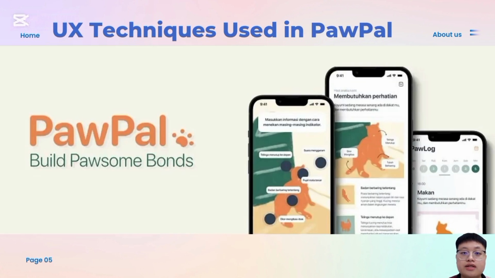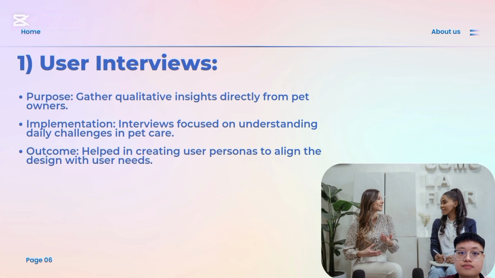Now we are going to explain and discuss the UX techniques used in Popper. First of all, the UX technique we use is user interviews, in which these interviews gather qualitative insight directly from the pet owners. We call them cat owners. And how do we implement it? It's implemented through interviews focused on understanding daily changes for their pets. And what is the outcome? It helps in creating the user persona to align the design with user needs.